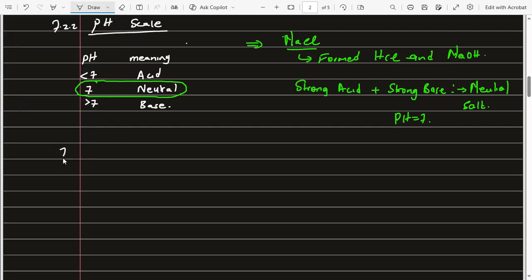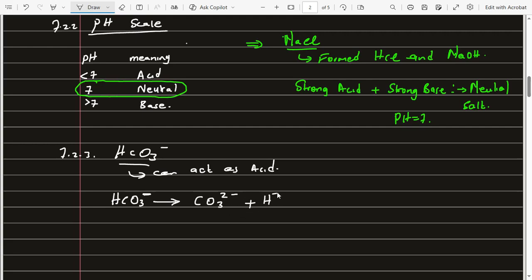Okay, so to answer this 7.2.3, we are saying that the hydrogen carbonate, which is HCO3 minus, is the answer. This one can act as an acid. If it acts as an acid, I can say the HCO3 minus can give away the hydrogen atom, and it becomes CO3. Since it already has a minus charge and is now losing another one, we say 2 minus. Then when it gives away, we have H plus ions in a solution. That is when it is acting as an acid.